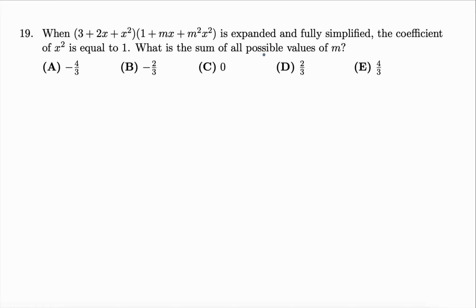Okay. And we're trying to find the sum of all possible values of m. All right, so let's take a look. One way to do this is to fully expand it. When we're expanding, we're going to apply FOIL. So this one times this, times this, times that.